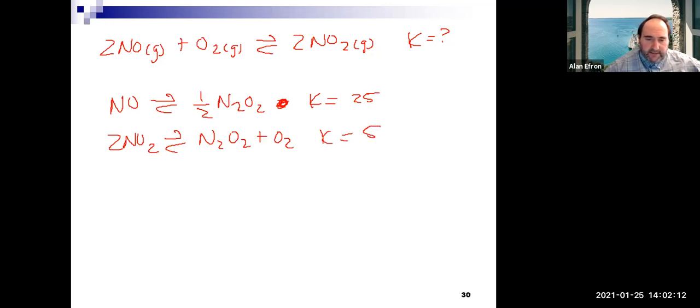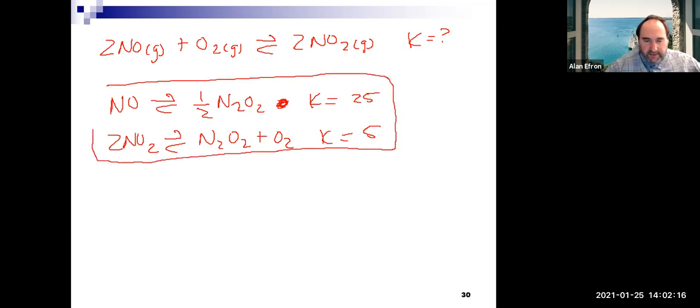So based on these two equations here in the box, use these two to figure out what the K value is for this equation up on top. So see what you come up with. I'll do it as well since I just messed it up and changed it from what I was going to do, and we'll hopefully get the same answer. So take a minute or two and see what you come up with.